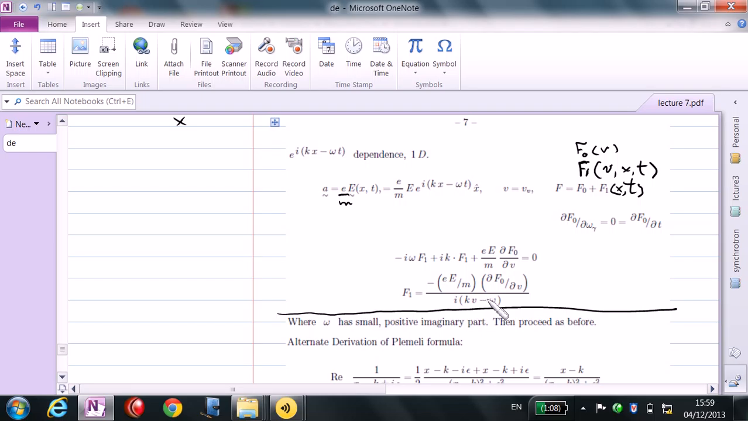Now, at this point, we solved for F1, but we haven't solved for anything else. We haven't solved for E1. We've just assumed it has the e^(ikx - iωt) dependence. If it turns out that we can find an omega for any given k, that'll be great. But we still haven't found it yet. So how do we find it?